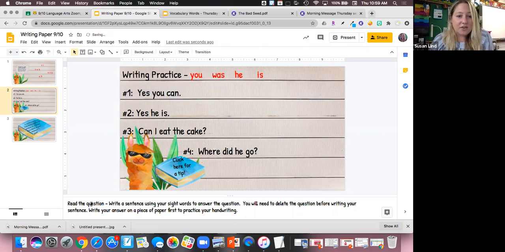There are a few directions down here. Read the question, write a sentence using your sight words to answer the question. You will need to delete the question before writing your sentence. Also write your sentence on a piece of paper first to practice your handwriting. So write your sentence first and then type it into the computer.